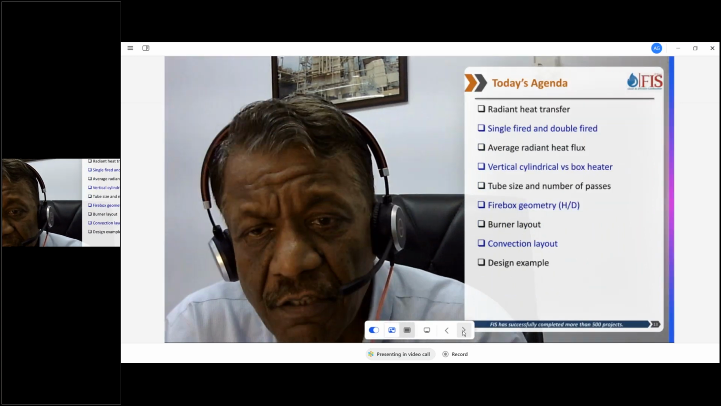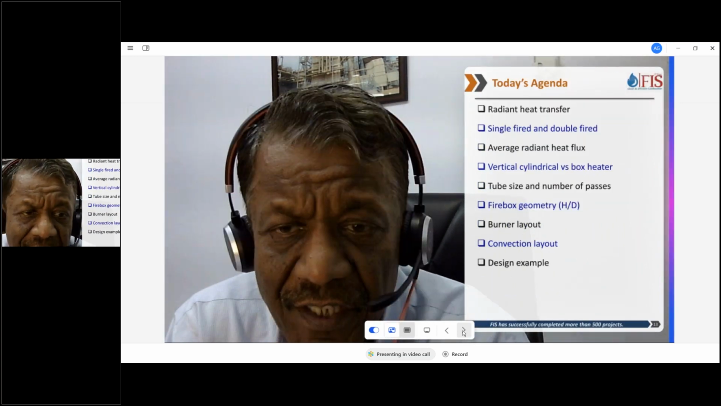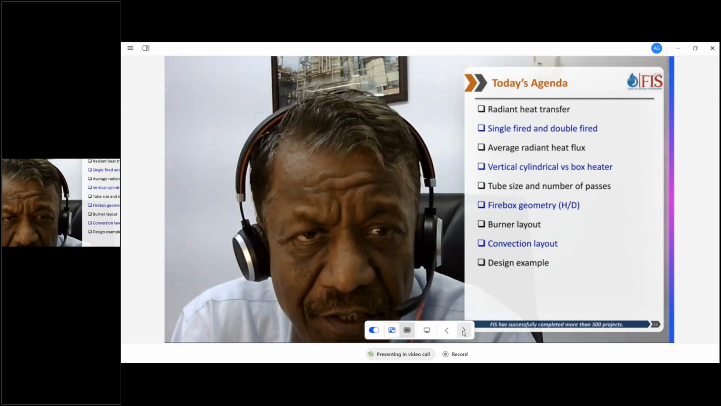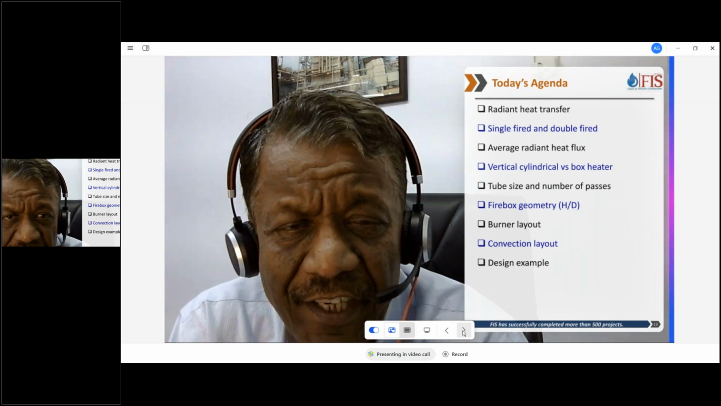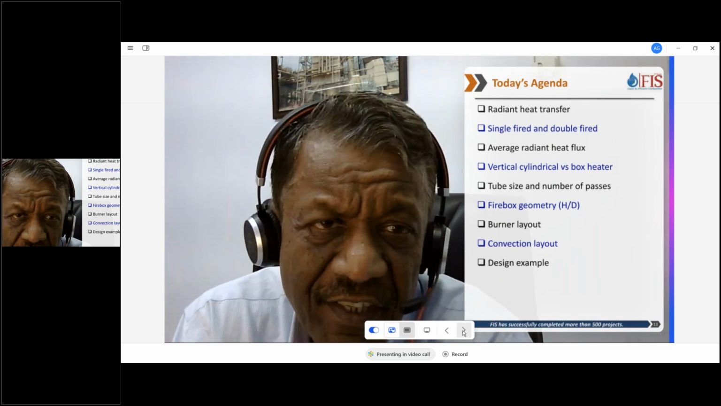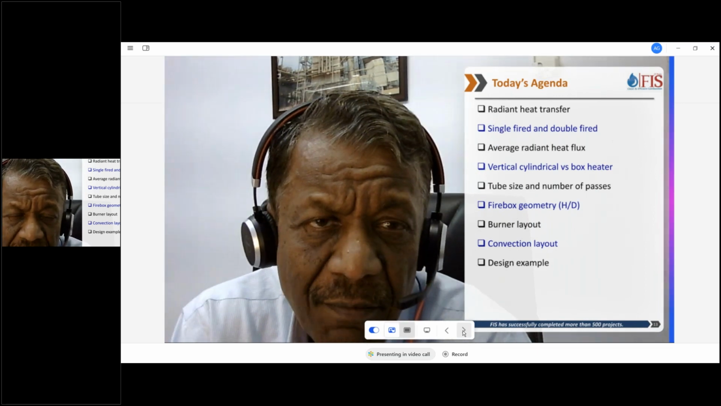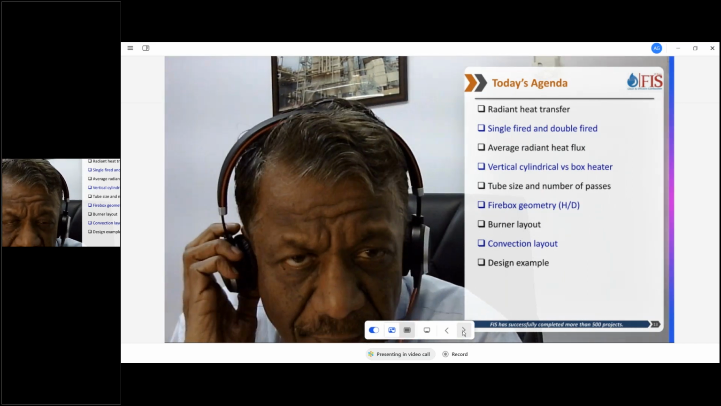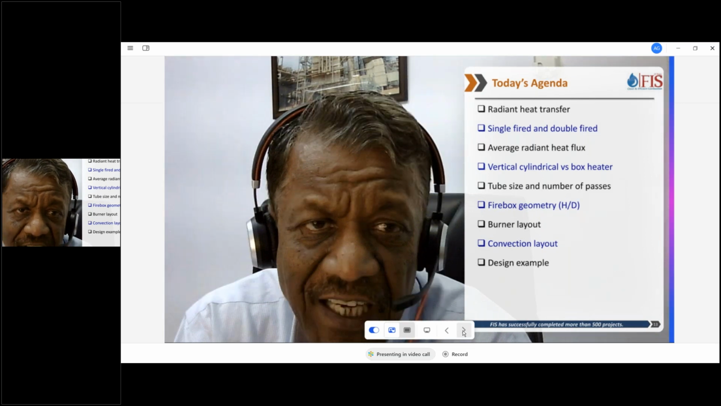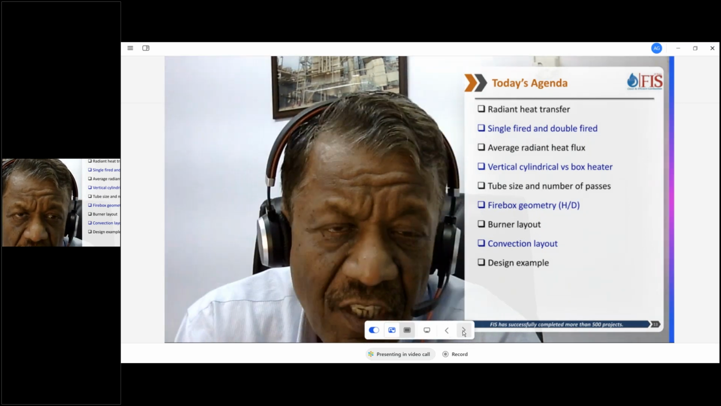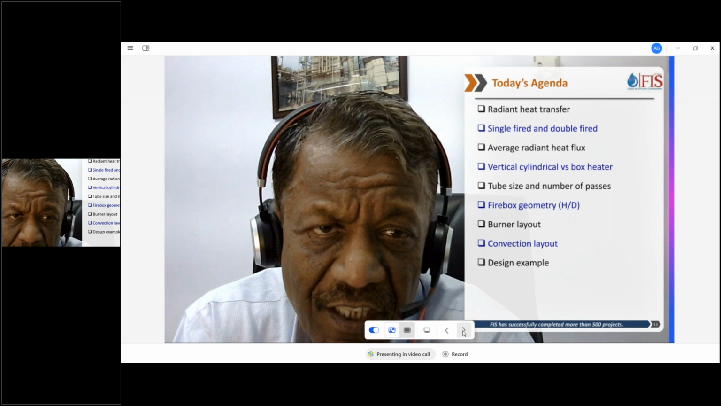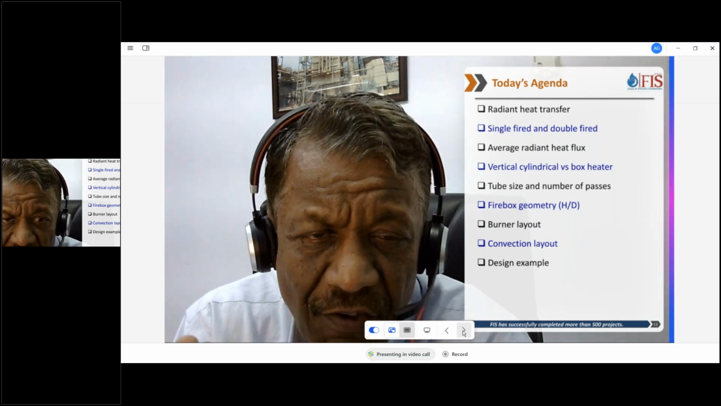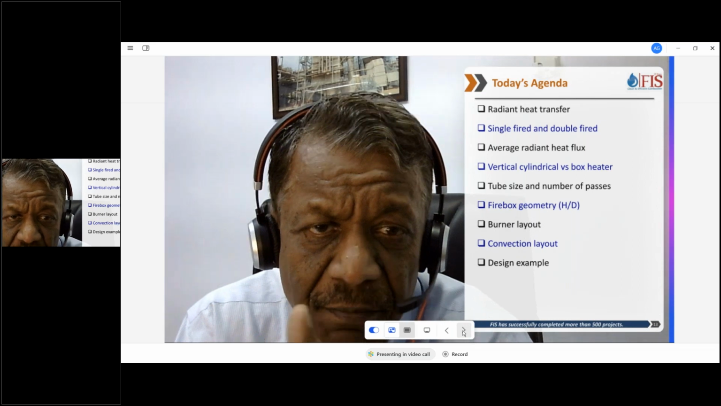So today we will be sizing the radiant section of this fired heater. We'll talk a little bit about radiant heat transfer, different configurations, single fired, double fired. Then we'll talk about the most important parameter in any fired heater, and that is the average radiant heat flux. We'll talk about vertical cylindrical and box heaters, tube size and number of passes, firebox geometry, burner layout, convection layout.